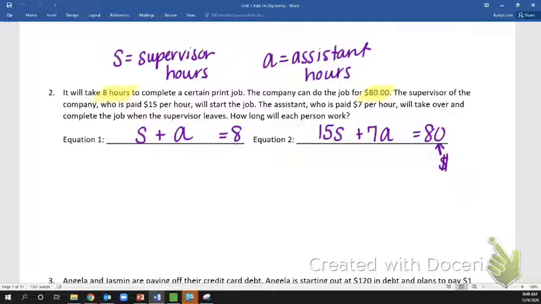Now that we have our two equations, we're going to have to multiply and use linear combination to solve this. Since neither of them say S equals or A equals, that's why we're using linear combination. Now it's up to you if you want to eliminate S or if you want to eliminate A. Since A is a smaller number here, 7A, I'm going to use A on this one. So if the second equation is a positive 7A, I need the first equation to be a negative 7A. So I'm going to multiply everything in that first equation times negative 7.